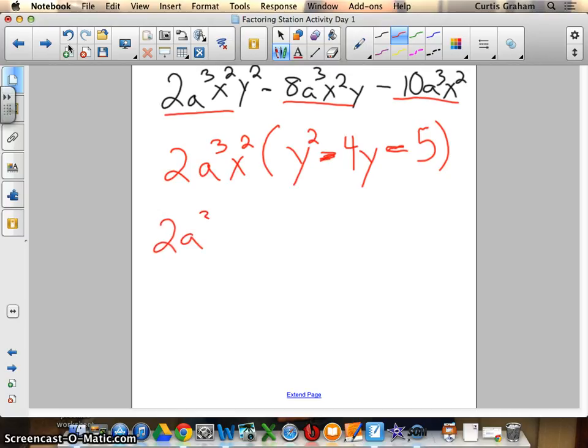Now I need to see if I can factor. So I know I'm going to have a y and a y to get y squared. My factors of 5 are 1 and 5. I need them to subtract to become negative 4, so I'm going to do a negative 5 and a positive 1. There we go. Good luck.